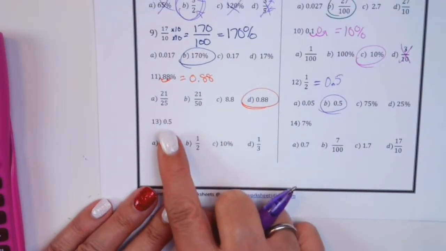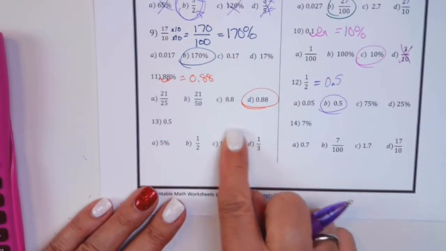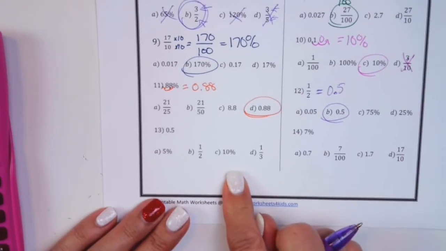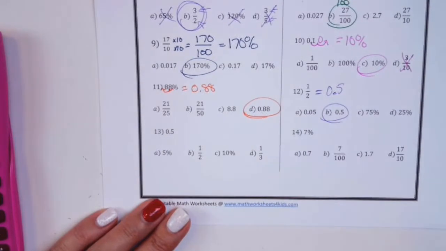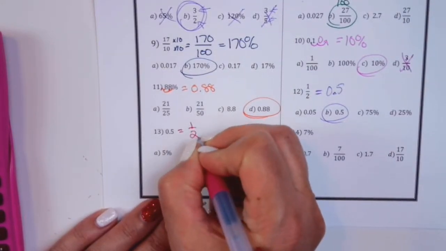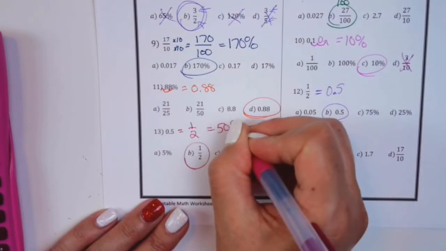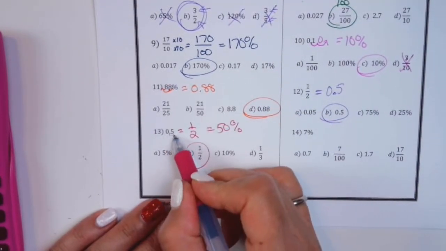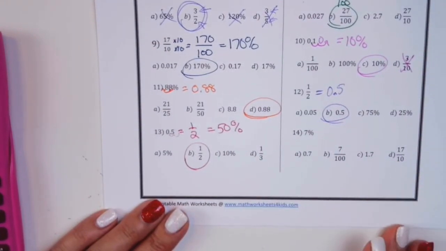Okay, number 13, we have 0.5. And we need to figure out, well, what did we just do? We had a 0.5 here, and it was a half. So they made this one easy. A little bit too easy, I guess. Because, yeah, there's your answer. So 0.5 is always a half. 0.5 is always 50%. We can move the decimal 2 to the right. We add a 0 in between, and then we have that.